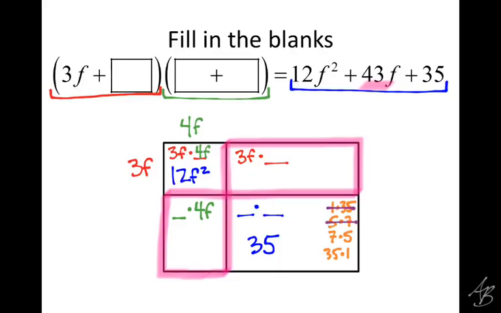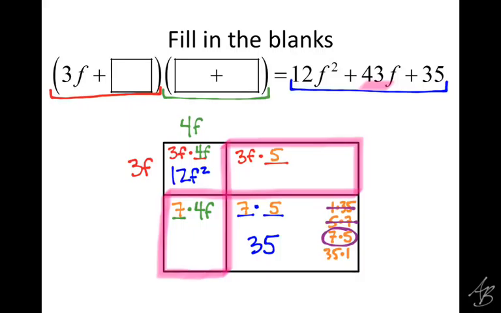All right, so let's try 7. 7 times 4f gives us 28f. And 5 times 3 gives us 15f. What's 28 plus 15? 43. Does that one work? Yes. So that 7 times 5 is going to be the one that works out for us here. So I'm going to go ahead and fill that in. This is going to be 7 times 5 here. This is going to be 7 times 4f here. And this is going to be 3f times 5 here.